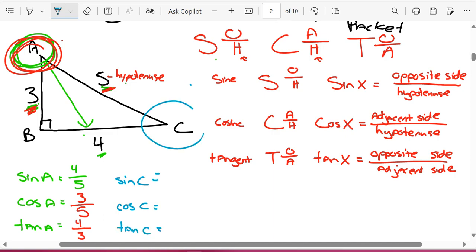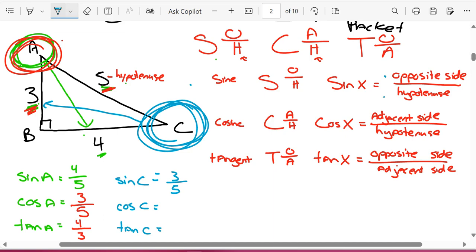So now I'm starting from angle C. Same triangle, different starting point. So sine is, again, opposite over hypotenuse. So from angle C, which side is the opposite side? It's 3, guys. So it should be 3 over hypotenuse is still 5.